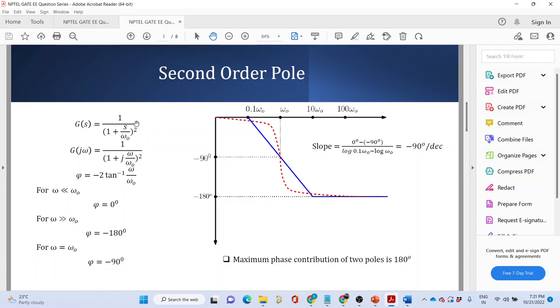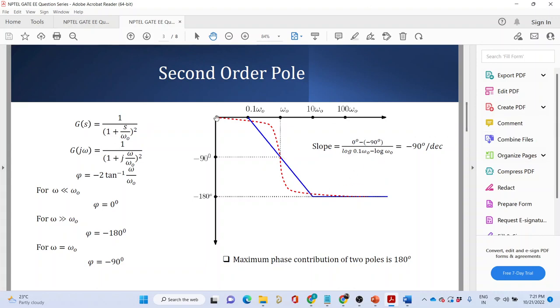When zeta equal to 1, that is a repeated pole over here. That means zeta equal to 1 is a critical damping condition. In case of critical damping condition, the slope of this asymptotic Bode phase plot is minus 90 degree per decade.